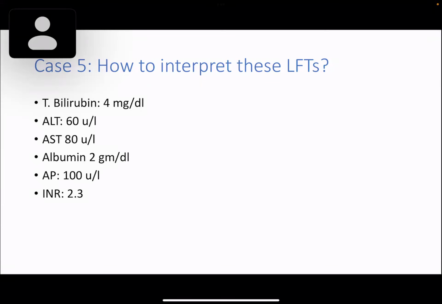Another liver function test revealed high total bilirubin and mild elevation in transaminases. However, AST is a little bit more than ALT, which is unusual, and low albumin. Albumin is only 2 grams per deciliter, and normal alkaline phosphatase and high INR. This patient is having a high INR of 2.3. Normally, INR should be less than 1.3 or less than 1.5.